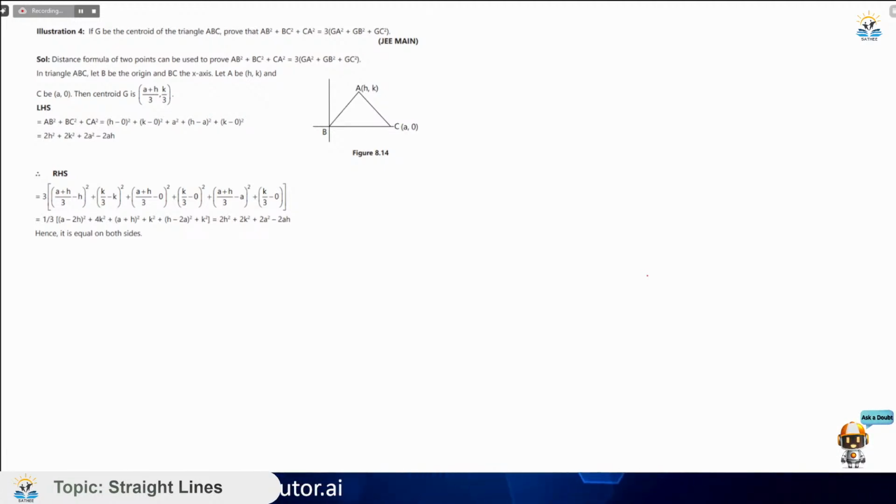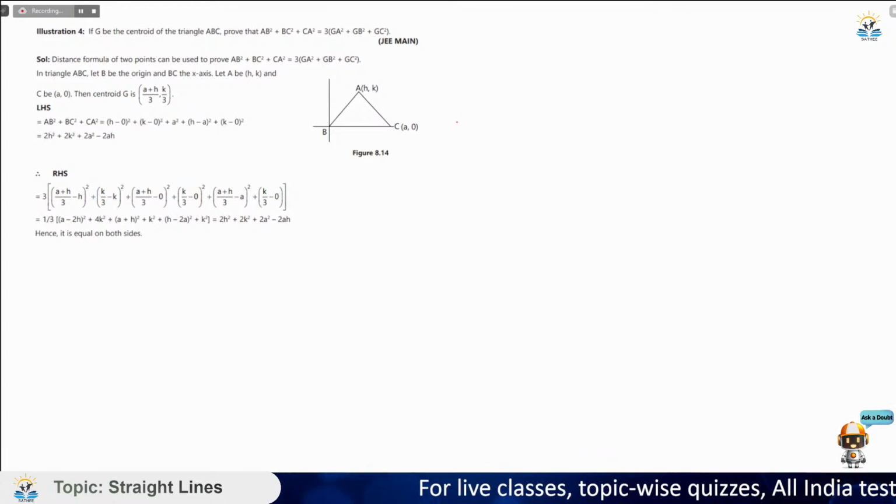Joining the line, the intersection of lines which joins the vertex and the bisector point of the opposite line or edge of the triangle. The distance formula of points can be used to prove AB square plus BC square plus CA square is equal to 3GA. Centroid is G, which is (a plus h by 3, and k by 3). h is any arbitrary point or a parameter, k is also a parameter.